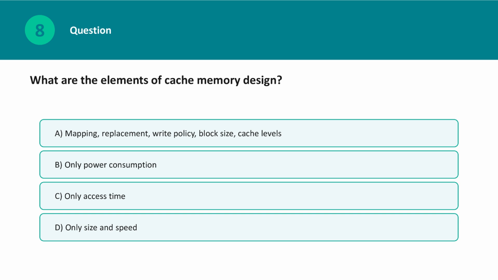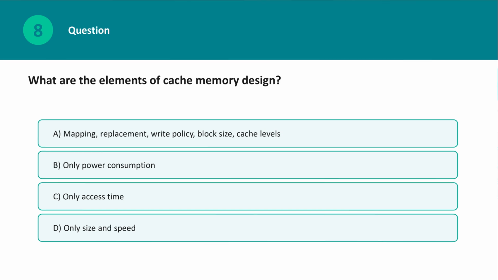What are the elements of cache memory design? A. Mapping, replacement, write policy, block size, cache level. B. Only power consumption. C. Only access time. D. Only size and speed. The correct answer is mapping, replacement, write policy, block size, cache level.